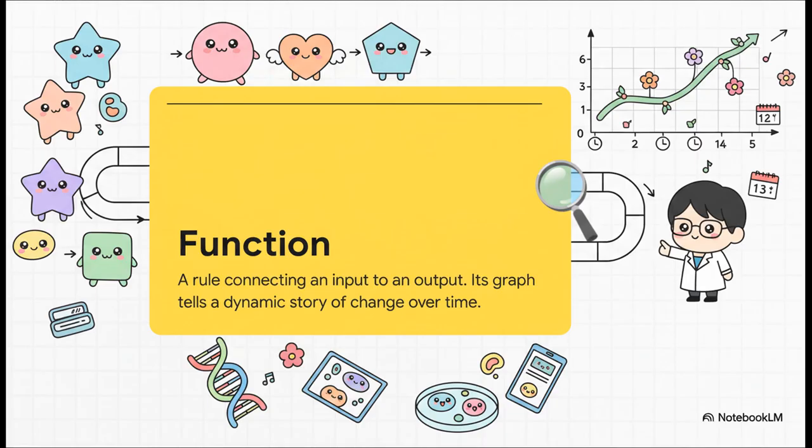Look, at the end of the day, a function is just a simple rule that connects an input to an output. But when we put it on a graph, whoa! That's when the magic happens. It becomes a visual narrative. It tells a dynamic story of how one thing changes in relation to another. And usually that means how something changes over time.